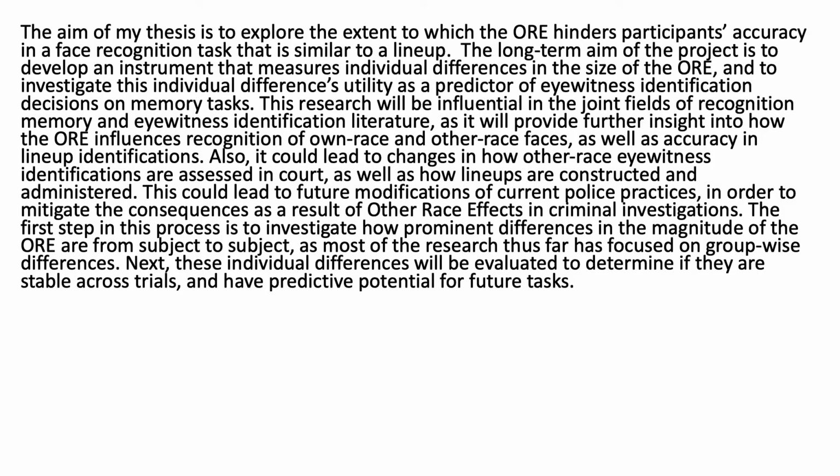I'm showing you the current research section here. So this person was trying to explore the extent to which the other race effect hinders participants' accuracy in a face recognition task that is similar to a lineup in order to, over the long term, develop an instrument that measures individual differences in the size of somebody's other race effect. So how much worse are you at identifying faces of a different race than identifying faces of your own race? So they talk more about it here.